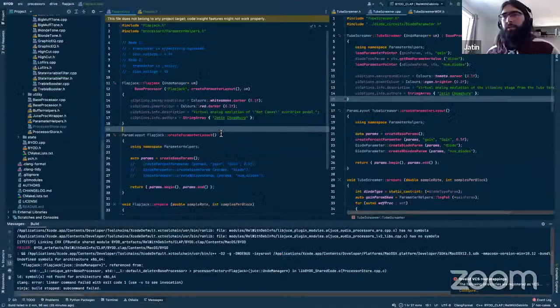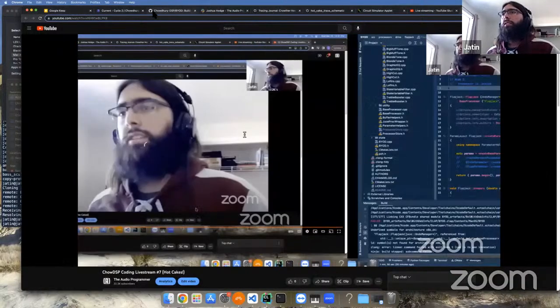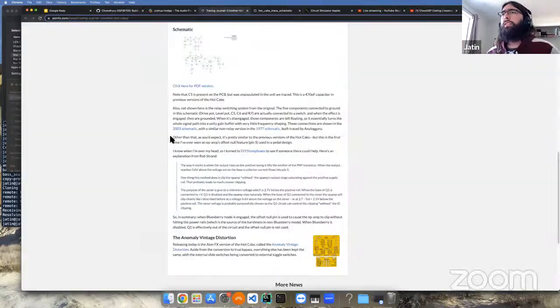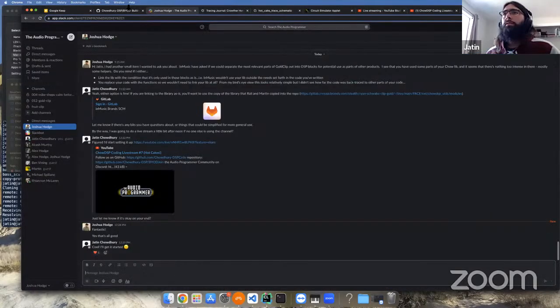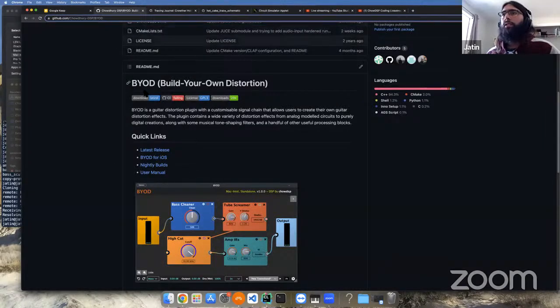Yeah, so today we're going to be doing some circuit modeling, which should be a good time. The circuit I'm working with is this guitar pedal called the Crowther Hot Cake, and we'll dig into that a little more. This is all part of a plugin I've been working on for a while, the Build Your Own Distortion BYOD pedal plugin, which has a lot of guitar pedal models and other guitar-centered effects internally. We'll be getting into some wave digital filters and things like that.